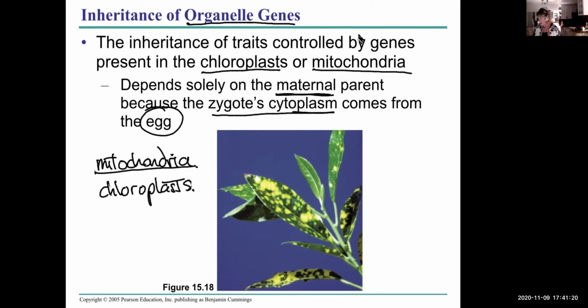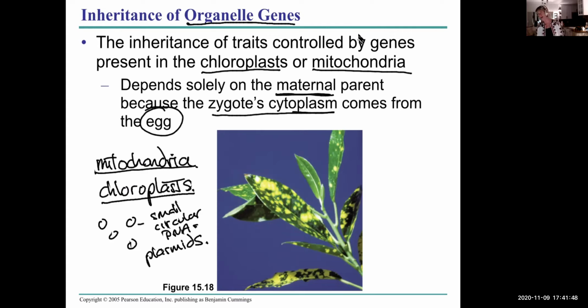And this harks back to the endosymbiont hypothesis that we'll talk about a little bit later. They have small plasmids, just small circular DNA. In this case, there's an issue with the chloroplast DNA that codes for chlorophyll. So some of these cells don't have chlorophyll. That's why they're yellow and they're not going through photosynthesis.